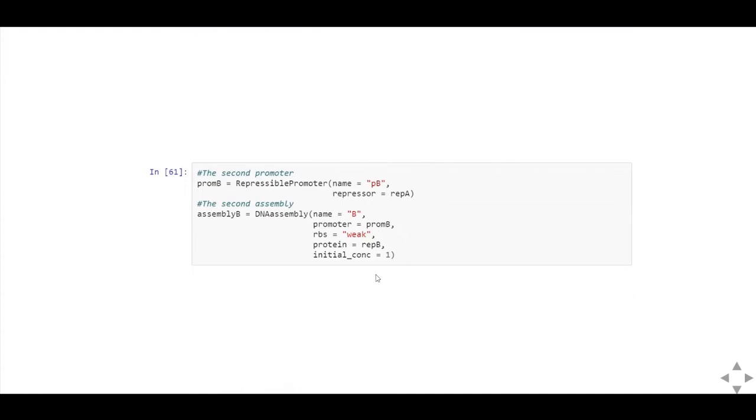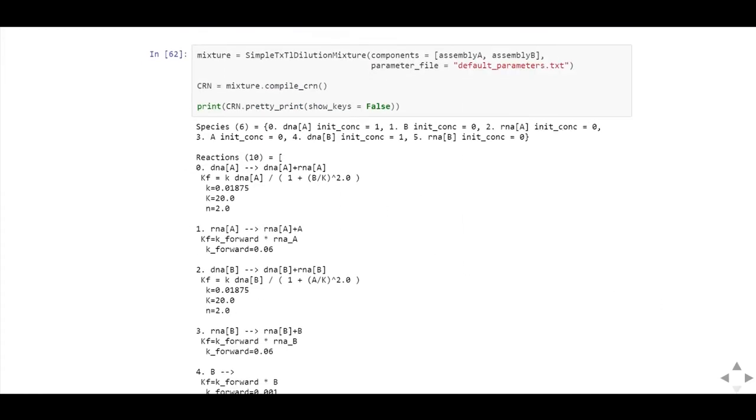I'll just put this into the DNA assembly in the same way. I now make a mixture. Here I'm using a different mixture, simple TXTL dilution mixture. Dilution mixtures mean there's going to be some sort of degradation by dilution, while extracts typically don't have that. I'll add in my two components and I can print it out.